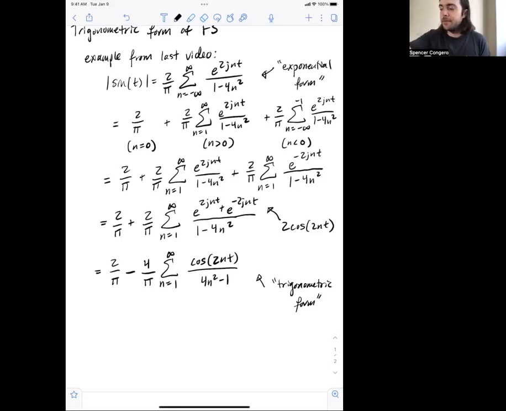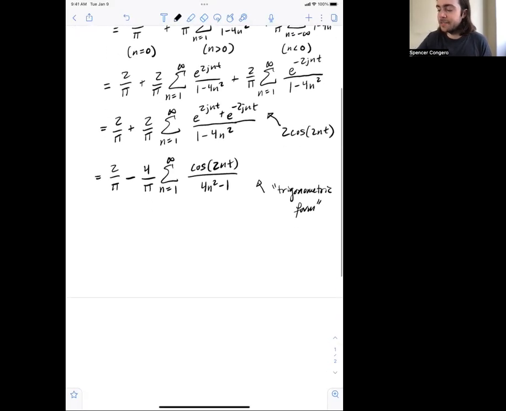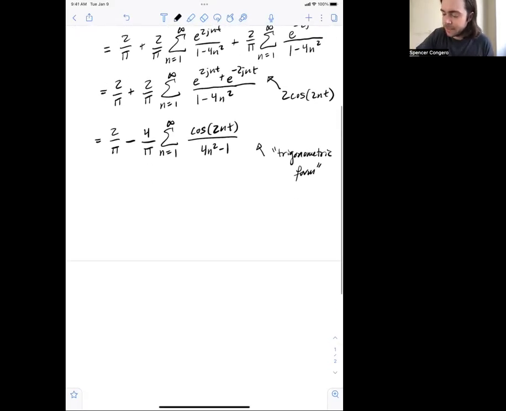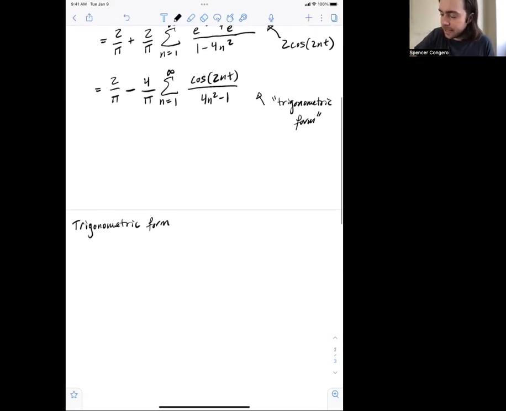Okay. But let's now say what is trigonometric form in general. Okay, so trigonometric form. That was just an example. Let's see what it is in general. Okay, and so in general, I'm going to start with some f of t in exponential form of its Fourier series. Okay, so remember this is exponential form.